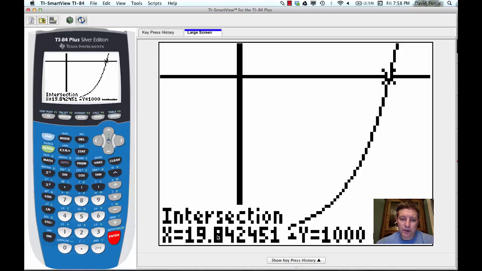So apparently, this intersection occurs when time, or t, is 19.8. 19.8 is the time at which, clearly you can see here, the graph hits 1,000. So that would be our answer to the equation. So t would be 19.8.